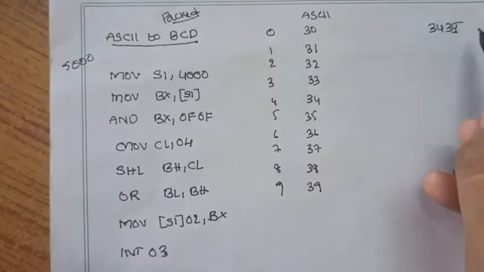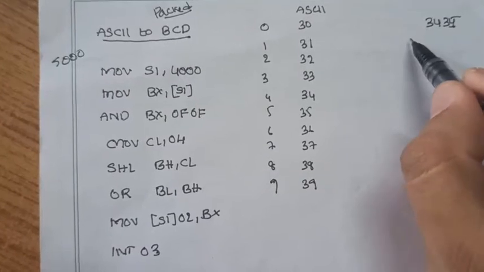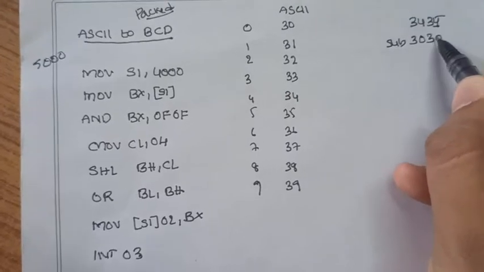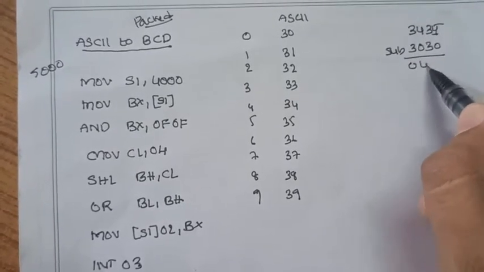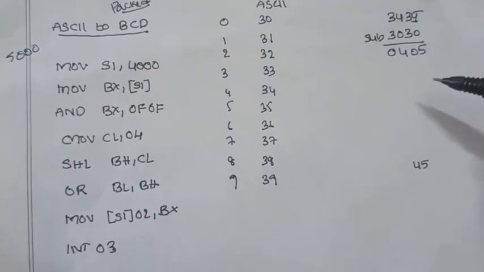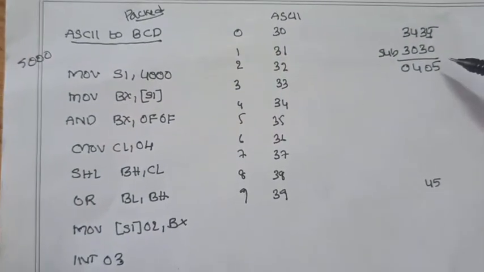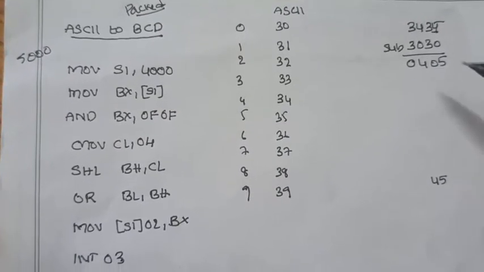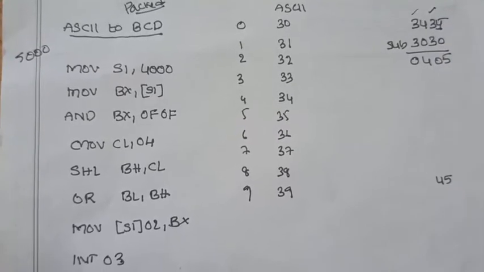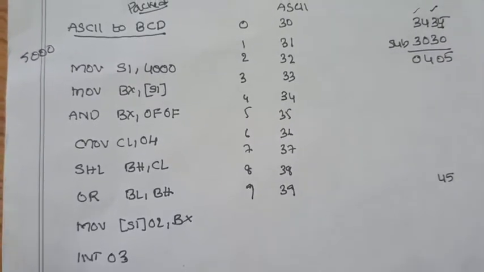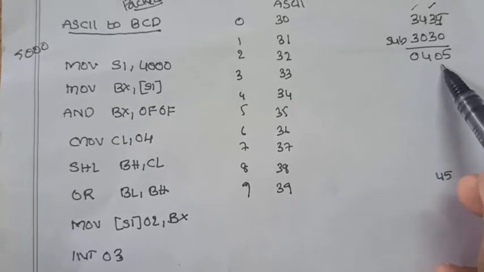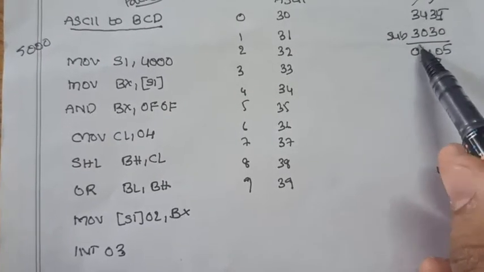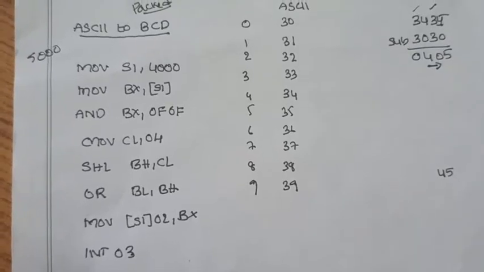So simply, we can subtract 3030 from the above, which gives us 0405. Now just compare these numbers 45 and 0405 compared to 3435. It is somewhat familiar, so we can go for 45. First is removing this 3 from the data, and then I need this 4 to the left side of the 5. So I want to change the position of this value to this right side.